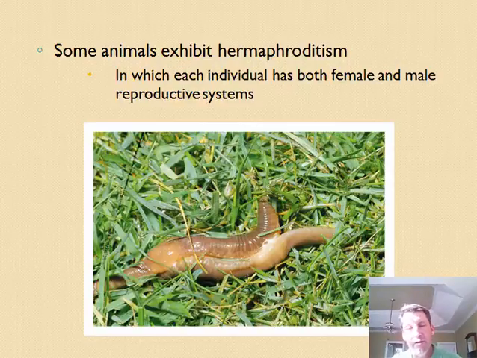And there are some invertebrate animals that have both male and female structures. Talking mainly invertebrates here that have both systems, and they produce both sperm and egg.